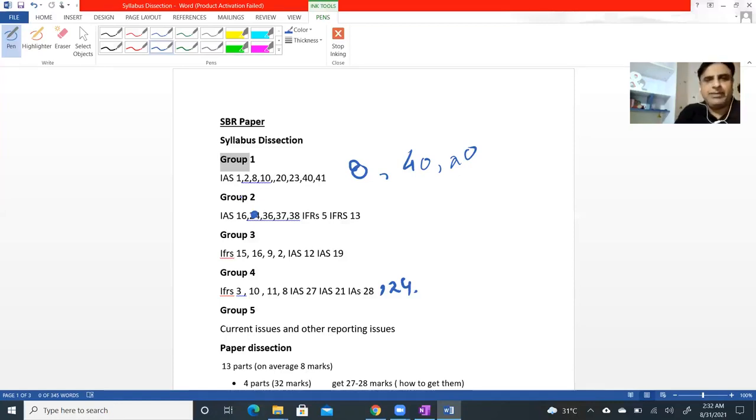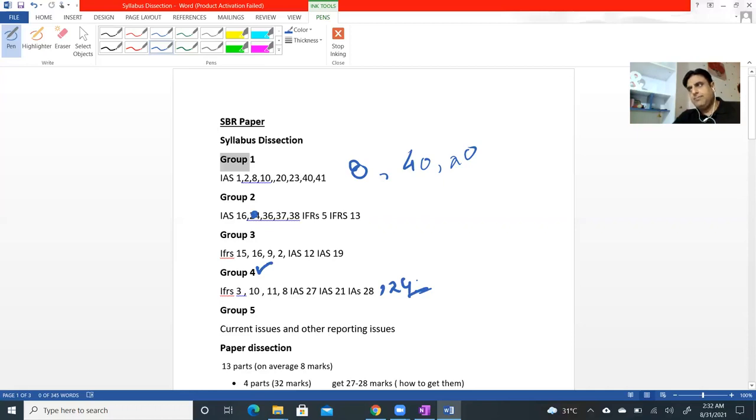Next is group 4. If you see, this group 4 is the most important part of your paper. Definitely, group 4 is related with group accounting. And you know about it, question 1 of your syllabus is basically based on group accounting. So a number of accounting standards deal with group accounting, like IFRS 3, IFRS 10, 11, then IFRS 8, IAS 27, IAS 21, and IAS 28, and IAS 24 is also here, related party disclosure. So you can expect at least 30 plus marks from this area.